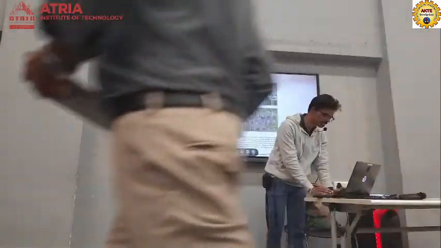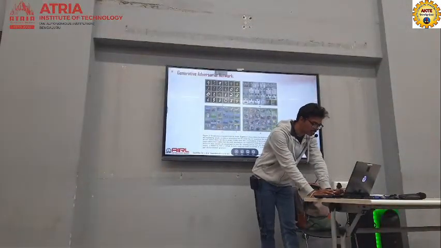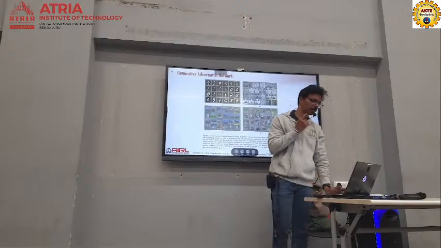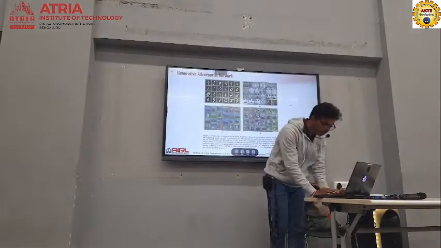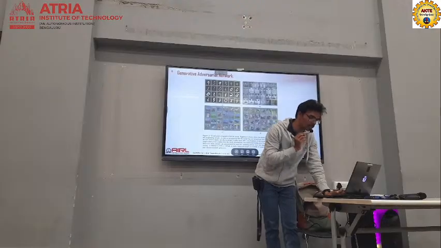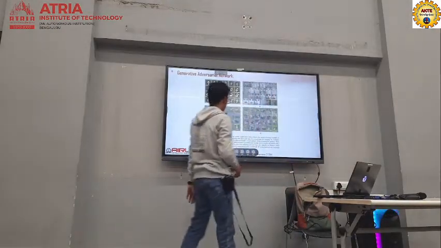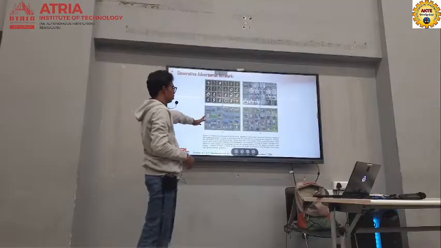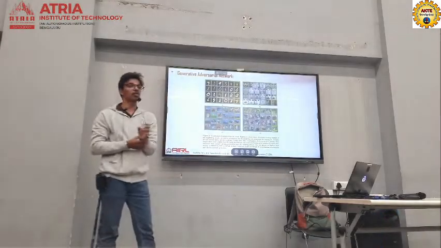So yeah, first one is digit recognition, and second one is for facial image generation. C and D are the input noises which are getting added, even on top of low resolution. So there is one more criteria.